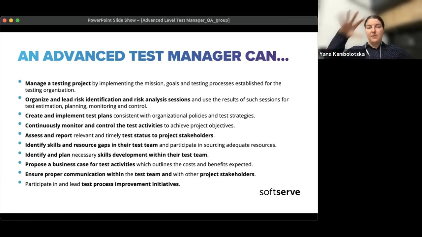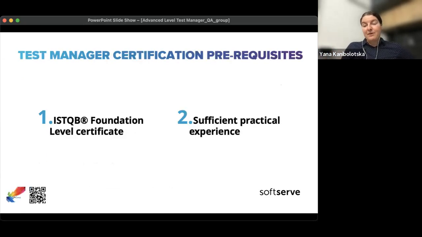So this is the general vision of what you should learn, or what work you can perform after you pass the certification, or even before. And this certification just shows that, okay, yes, this person really can do it. So, the prerequisites. First, definitely and obviously, is having the ISTQB Foundation Level certificate. And the second one is sufficient practical experience, which sounds not clear to me, for example.